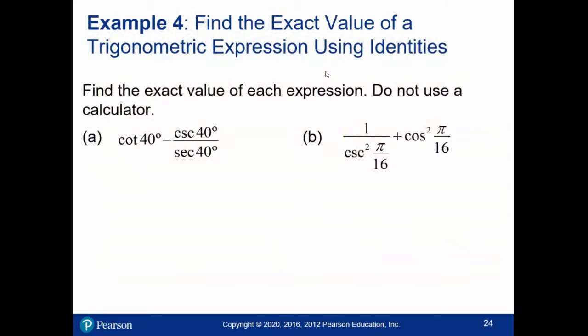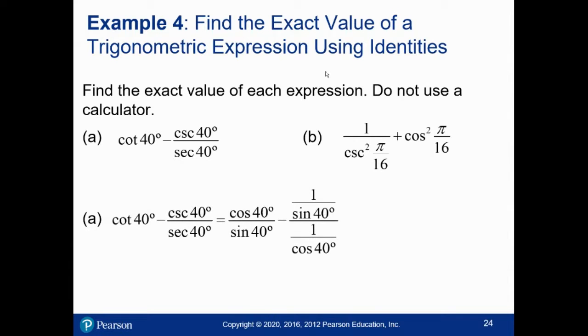Okay. So let's use all that to find the following. Find the exact value of each expression without using a calculator. Okay, so cotangent of 40 degrees minus cosecant of 40 degrees over secant of 40 degrees. Spoiler alert, don't try to compute cotangent of 40 degrees. We don't know what it is exactly. Similarly, cosecant of pi over 16, we don't have an exact value for, but we don't need them, okay?